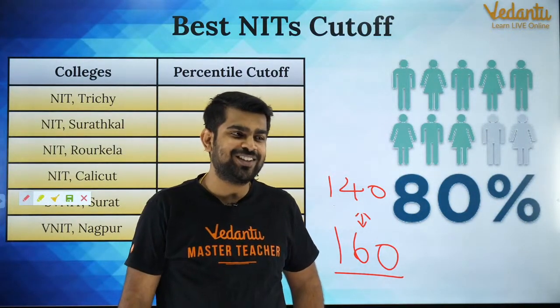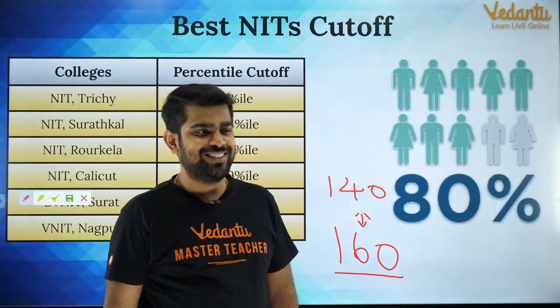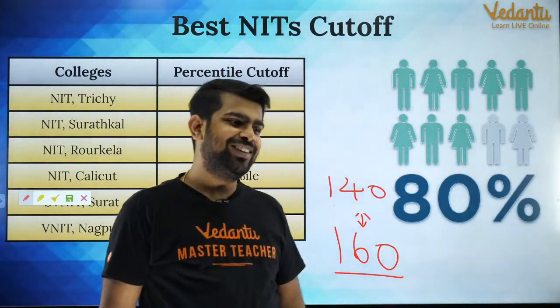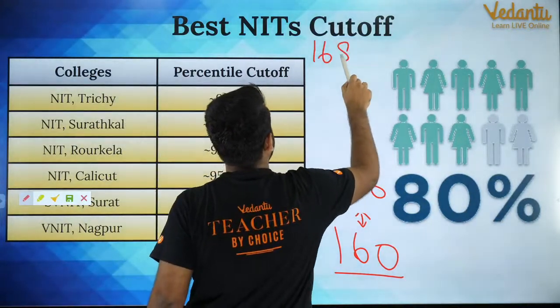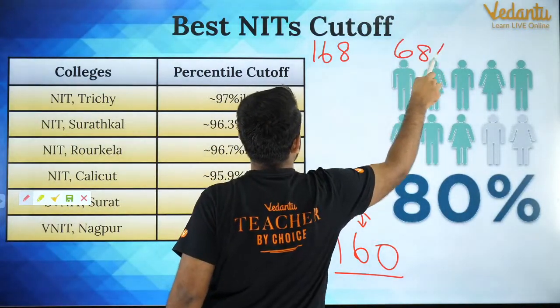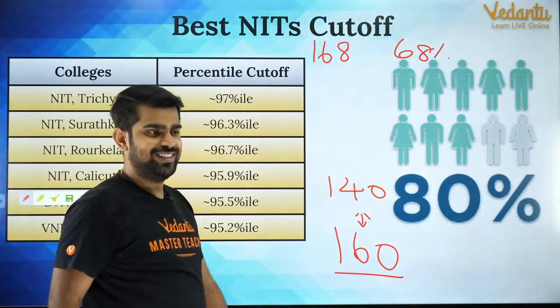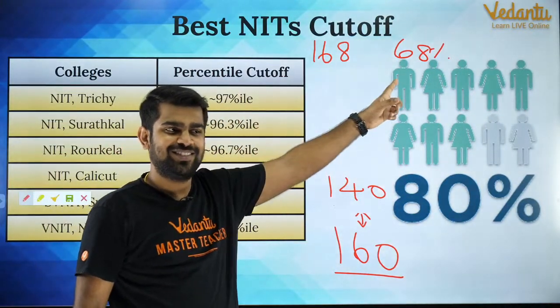No way. Are you sure? No way, Nancy. No way. Nancy is saying 168 is 68 percentile. No, Nancy, I think there's some mistake here. No way. This is not possible.